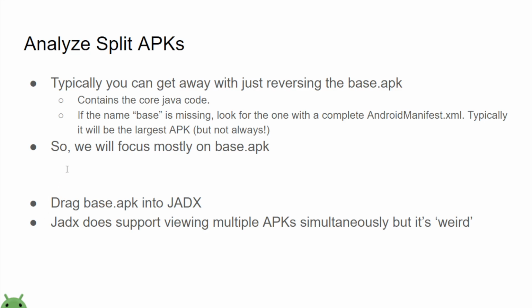All right. Again, you can just reverse the base APK. That's going to contain all the Java base code almost always. You can just drag that into JADX. JADX does support viewing split APKs, but it can be a little weird. So for the most part, I don't recommend doing it unless you have to.